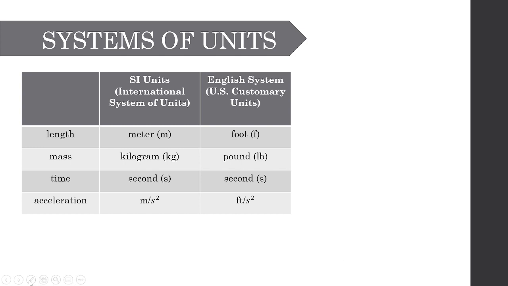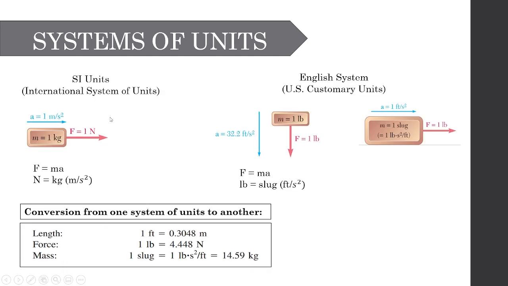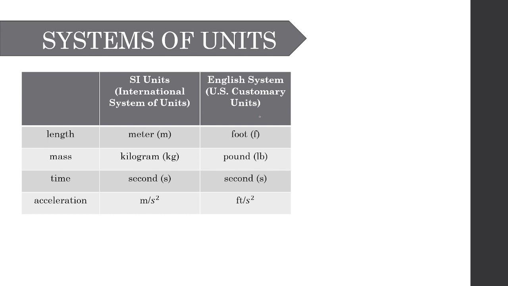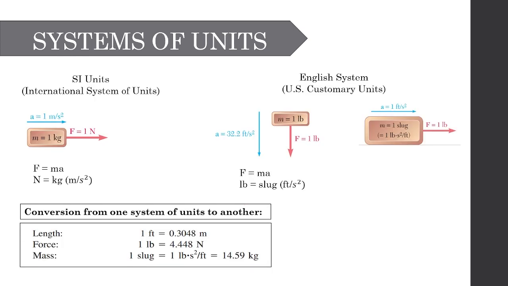And in English, we use foot. While for mass, the SI unit we use is kilograms, and in the English system we use pound. And when it comes to time, they are the same. We use seconds, and for acceleration we use meters per second squared, while in the English system we use feet per second squared. So this is the conversion of one system of units to another.